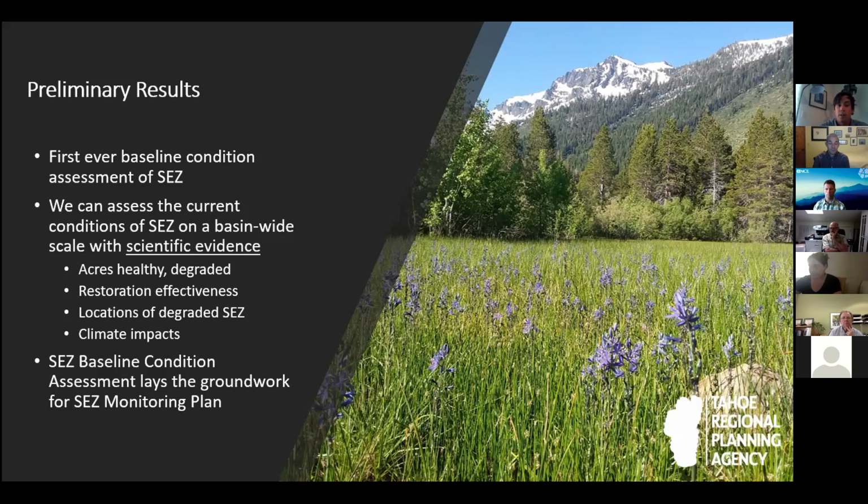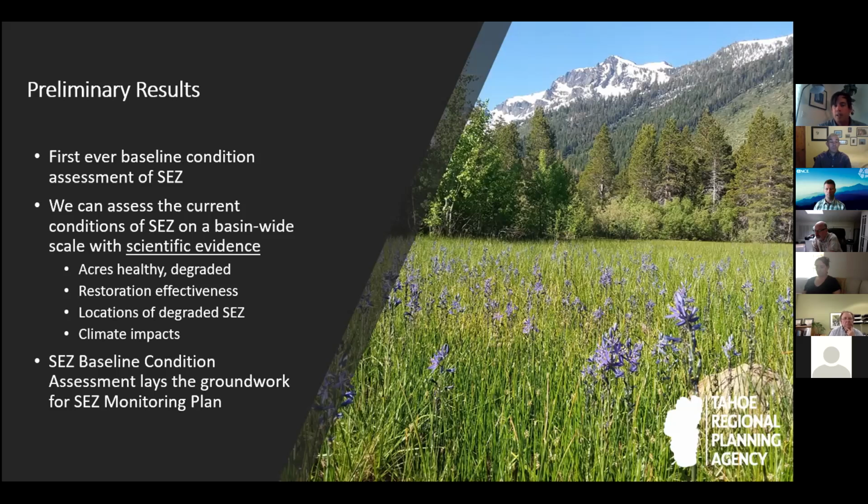So now we'll be able to say things like how many acres are healthy versus how many acres are degraded, how many acres are in different condition classes. We can also look at restoration effectiveness. A lot of restoration projects are monitored really heavily for 3 years afterwards, but we're able to look back at a site, let's say that was done in 1990, and we have the current score. We can look at, is this site functioning at a high level like it was supposed to be, or has it dropped back off since it was restored? We can also look at where degraded SEZ is in the basin. If we want to look at only where the most degraded sites are, we can easily do that.